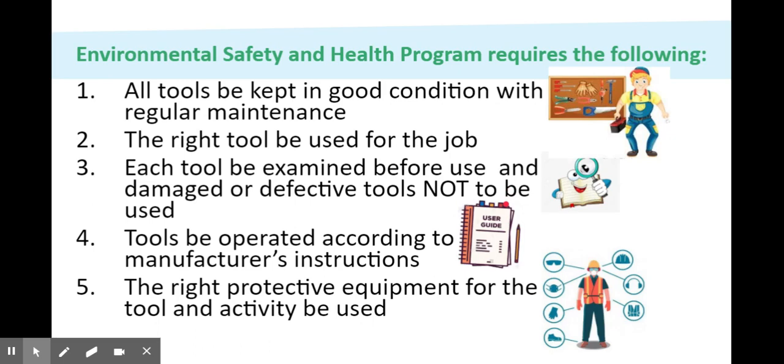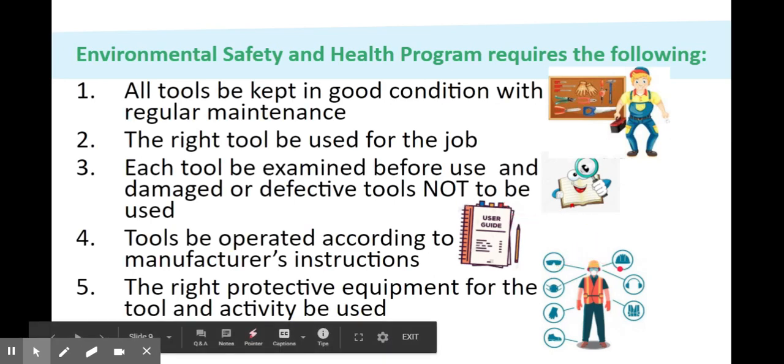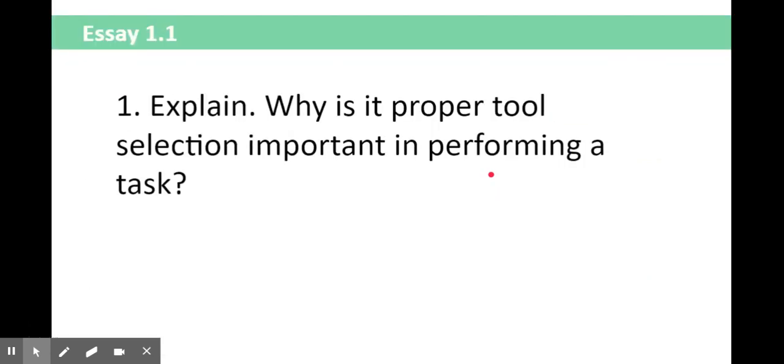So to protect yourself, you should always use PPE, or personal protective equipment. Example, goggles, a helmet, earplugs, a vest, shoes, gloves, mask. Okay, those are examples of PPE. Now, I want you to explain, why is proper tool selection important in performing a task? Write your answer in your notebook.